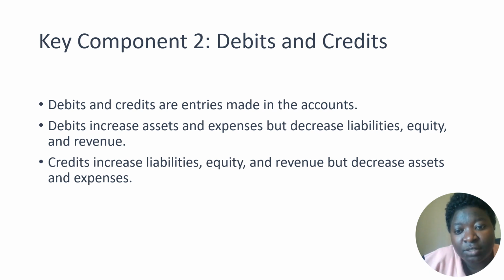Those accounts that we have just talked about: the assets, liabilities, equity, expenses, etc. So we know that debits increase our assets and expenses. However, we also know that debits reduce our liabilities, equity, and revenue. So the accounts that are affected by debits in a positive movement, we know them now. We also know that credits increase liabilities, equity, and revenue, but decrease assets and expenses.